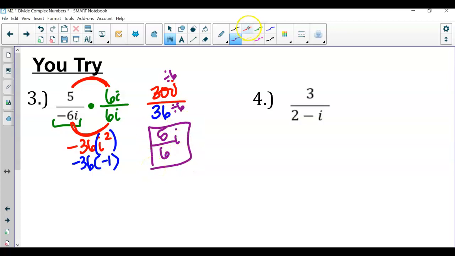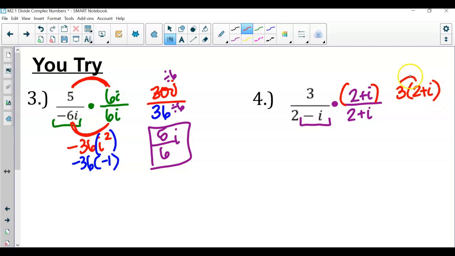Then number 4. Notice again, we're going to multiply, but only by the conjugate of the denominator. So here, if I've got 2 minus i, then its conjugate is going to be 2 plus i. What we do to the denominator, you also do to the numerator. Now we're going to solve here, but notice we are multiplying 3 times 2 plus i, so make sure to distribute that 3. 3 times 2 is 6. 3 times i, 3i.